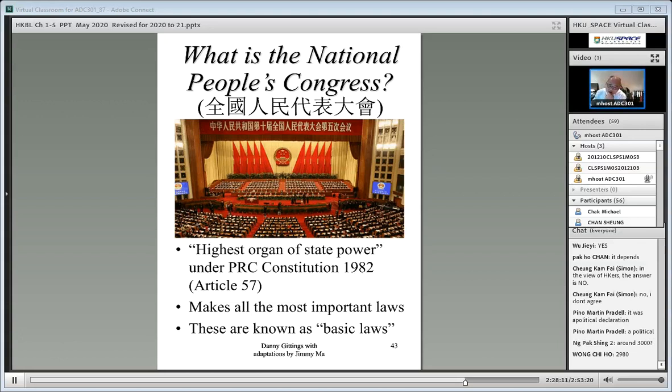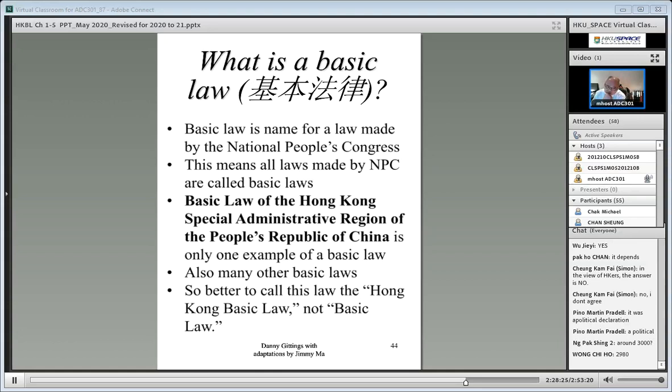And apart from making laws, do not forget this is a body which exercises supervision over the executive, over the legislature, and over the judiciary. So everything is in one organ.